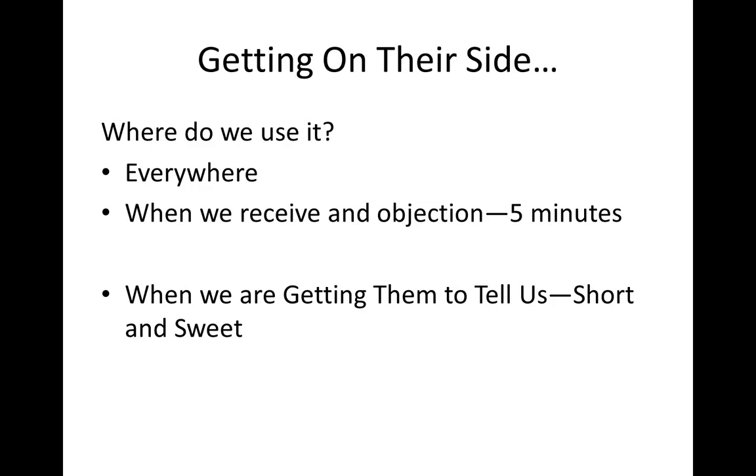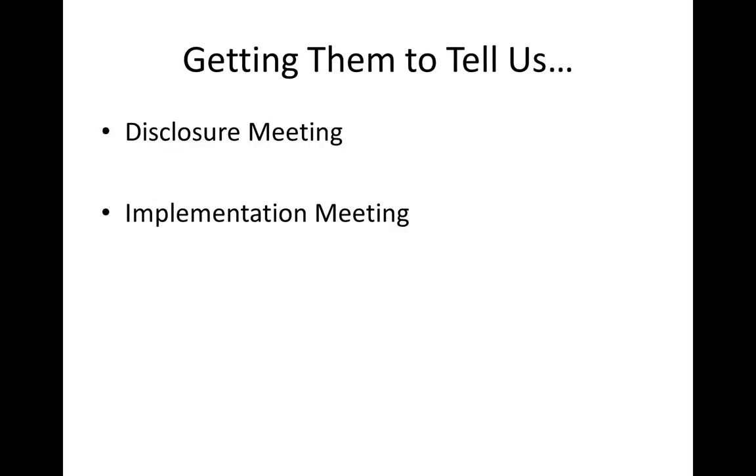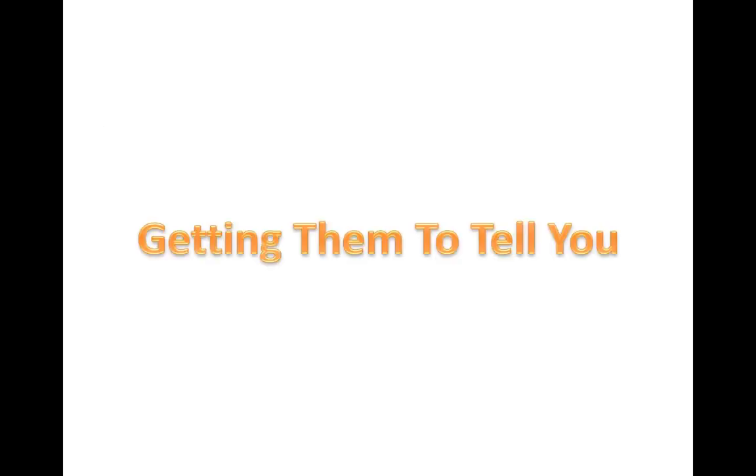Yep. So like I said, today we want to talk about the skill of getting them to tell us. We're going to use that at the disclosure meeting and implementation meeting. We don't necessarily need to do that at all during the agreement meeting. So how do we get them to tell us? First of all, does anybody have a question on what I'm talking about by getting them to tell us? Does anybody have any questions on that?